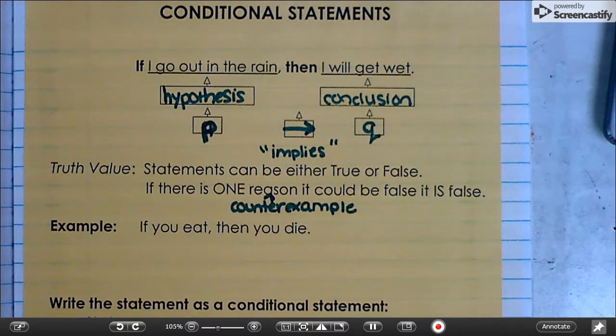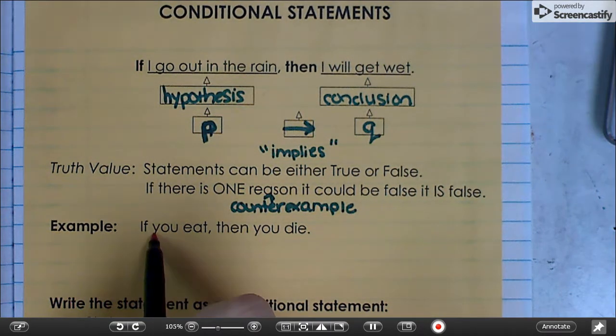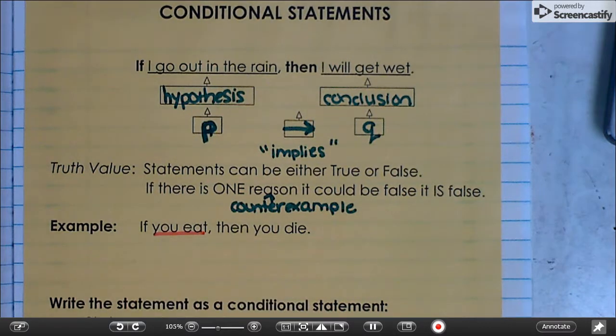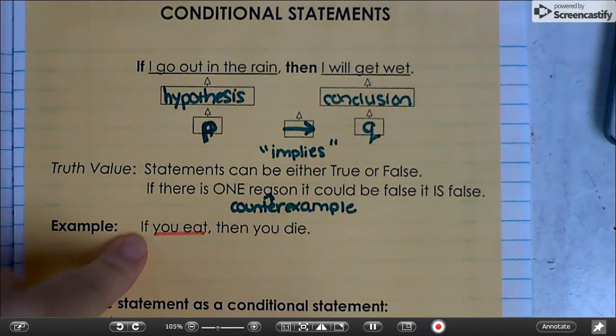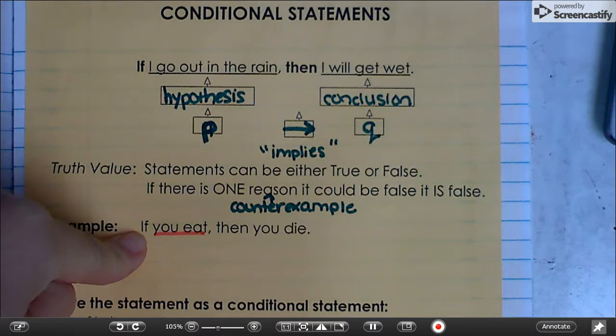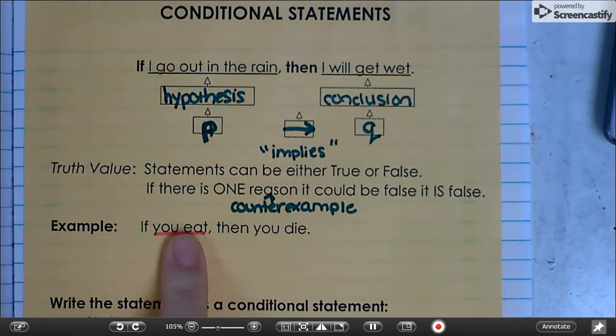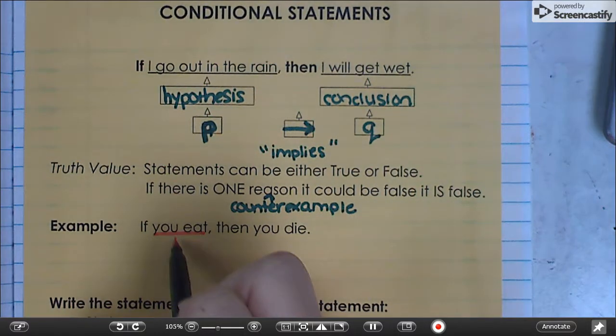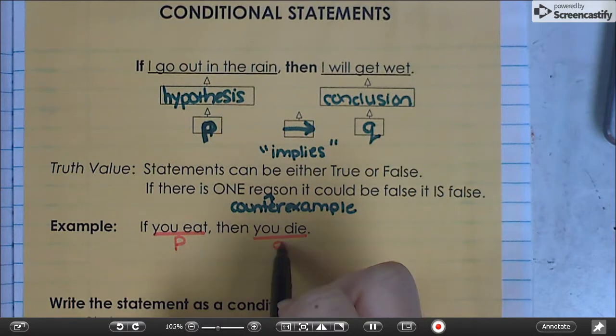All right, so here's an example. If you eat, then you die. This part right here is the hypothesis. Please notice that I did not include if. If is not part of the hypothesis. This is the hypothesis. So really this would be P, and this would be Q, the conclusion.